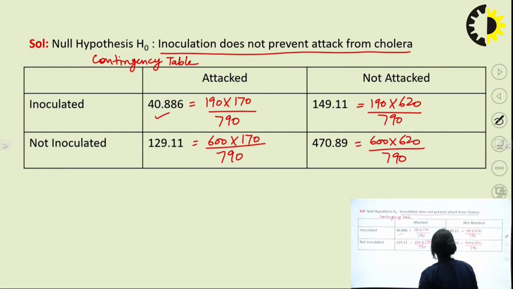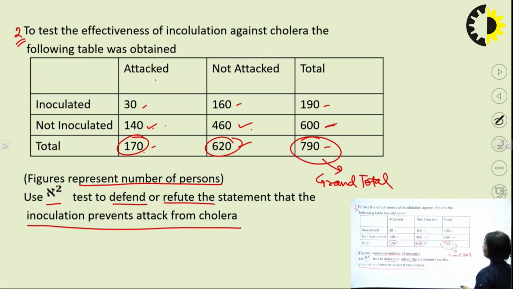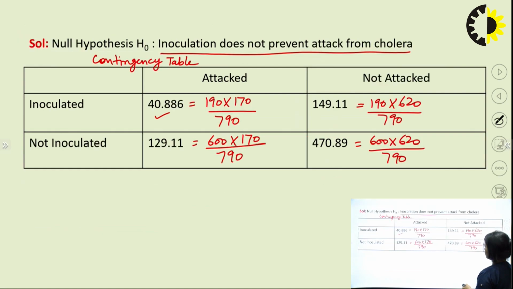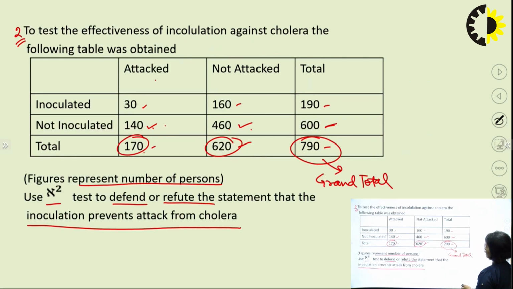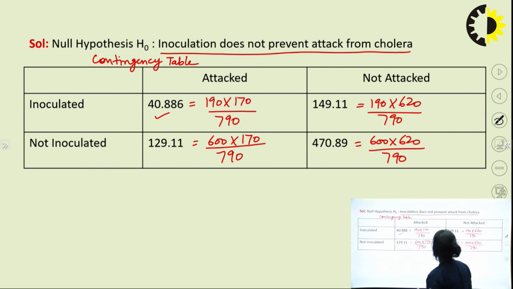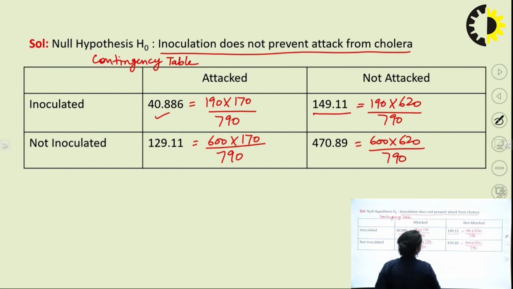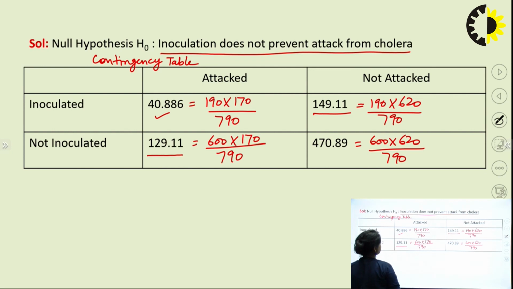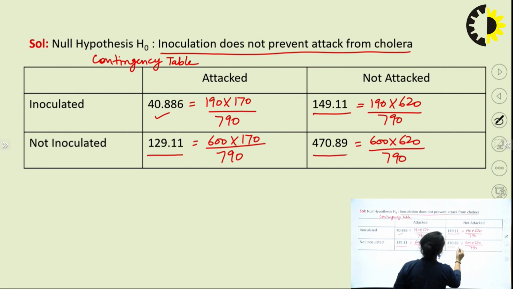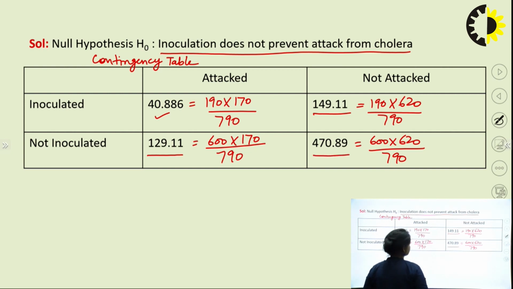Let me just check all the values. First is first row, first column, 190 into 170, then 190 into 620, and then 600 into 170 and 600 into 620. They are all divided by the grand total. So we got 40.886 as the expected value in the first row, first column, 149.11 in the first row, second column, 129.11 in the second row, first column, and 470.89 in the second row, second column.